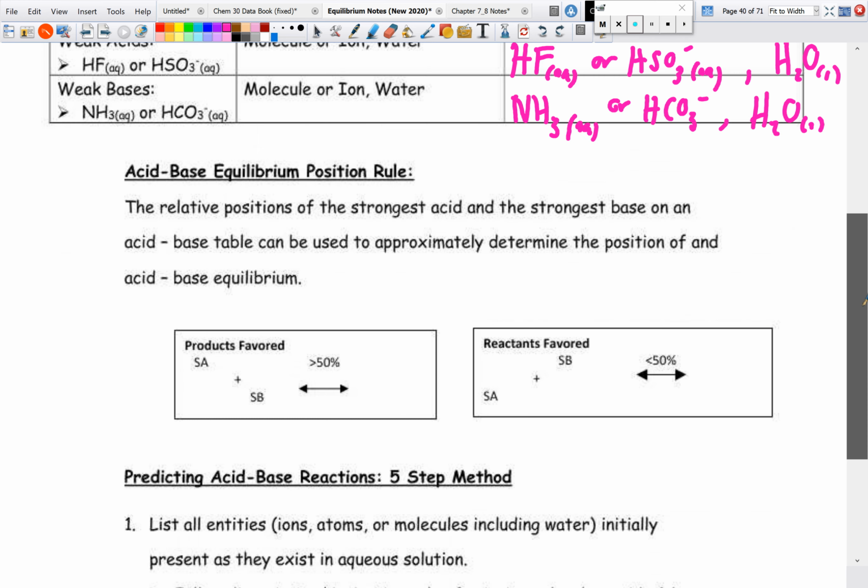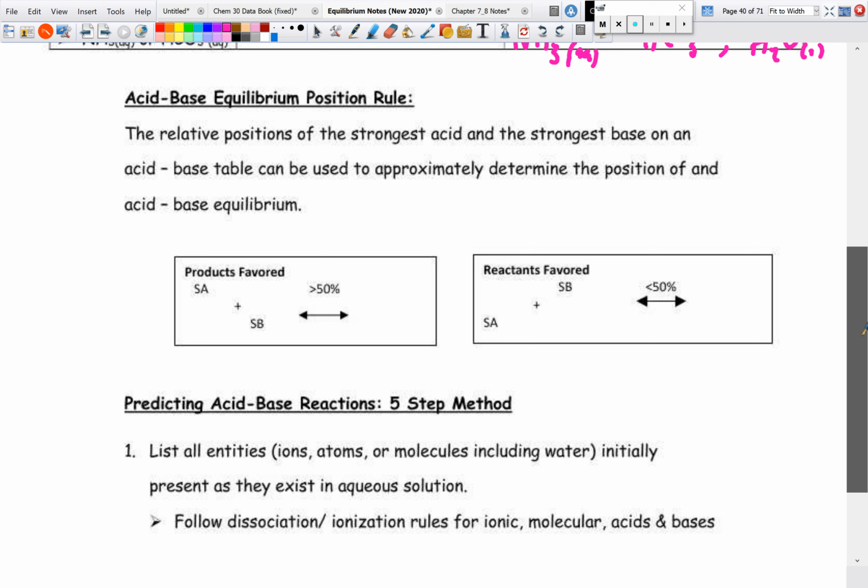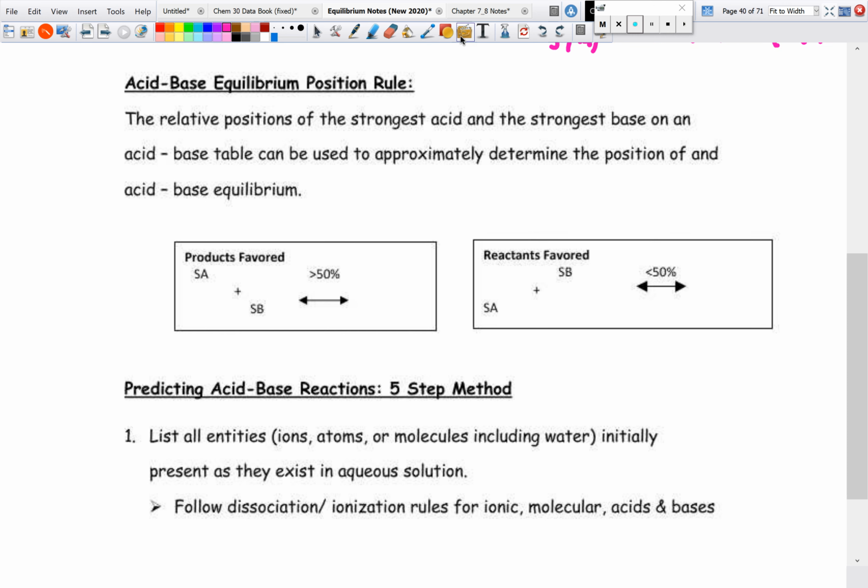So let's look at, well, how can we actually predict equilibrium, or the acid-base equilibrium position before we actually look at the 5-step method. So the relative position of the equilibrium, we need to look at the relative positions of the strongest acid and the strongest base on our acid-base table to use the approximate determination of the position of equilibrium. So what that means is basically we're trying to tell if the reactants are favored or the products are favored.